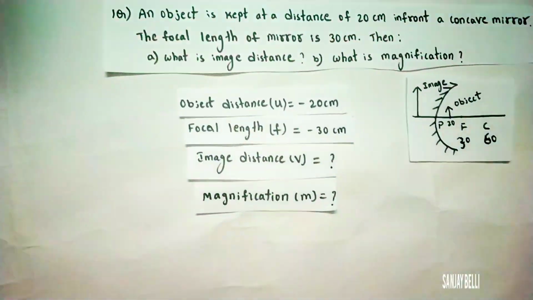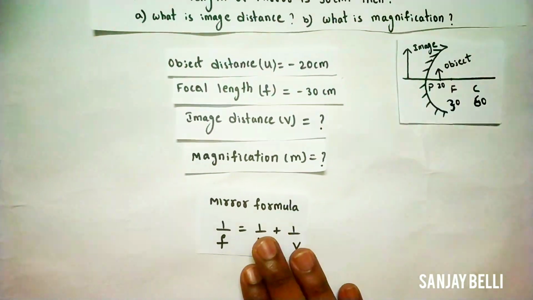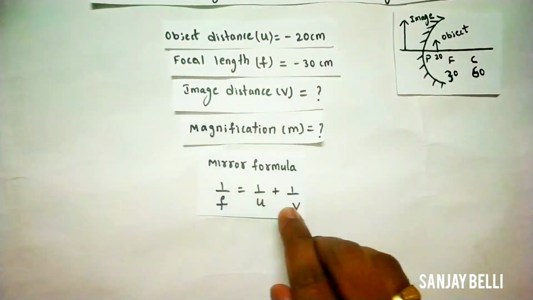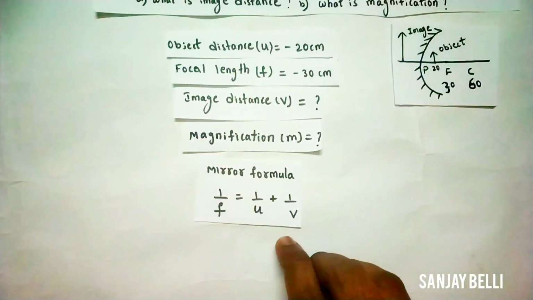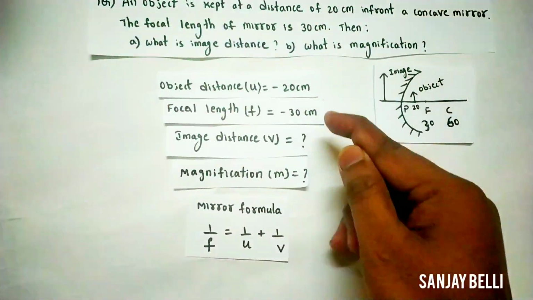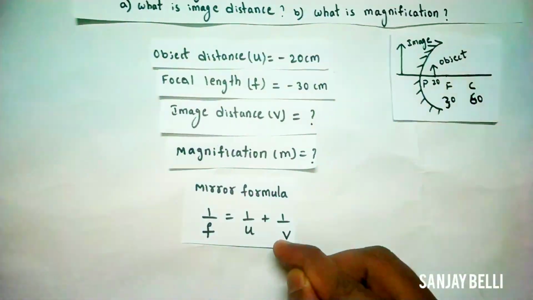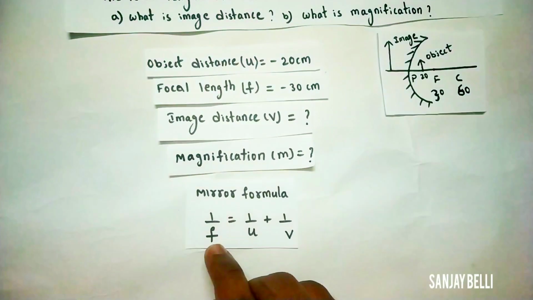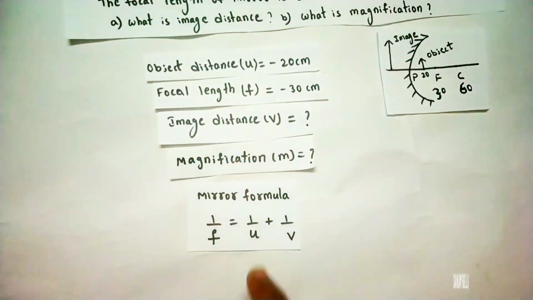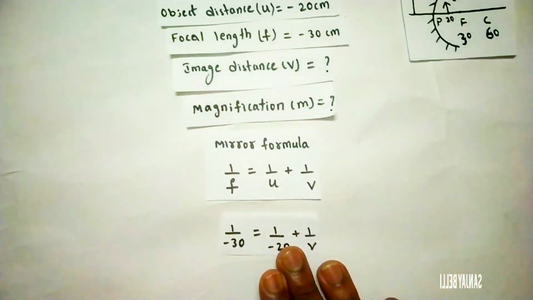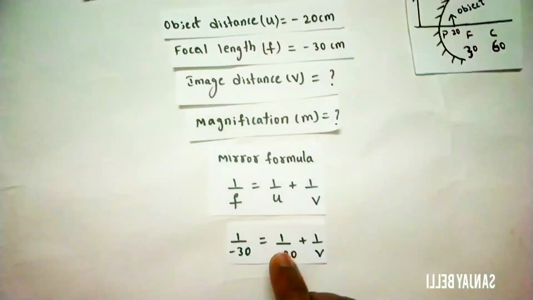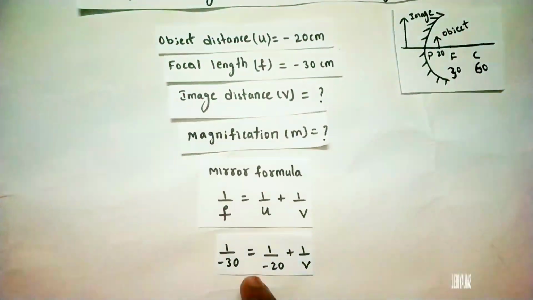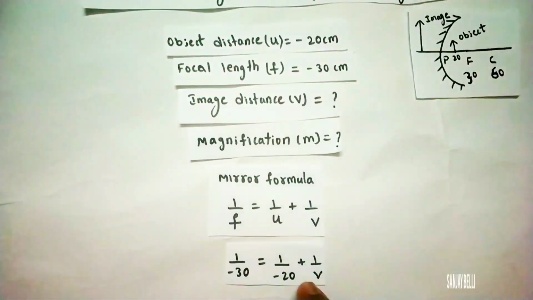Now let me take your mirror formula. The mirror formula: 1 by F equals to 1 by U plus 1 by V. Now substitute U and F in the mirror formula. Here F equals to minus 30, U equals to minus 20. That means 1 by minus 30 equals to 1 by minus 20 plus 1 by V. So it is simple substitution.